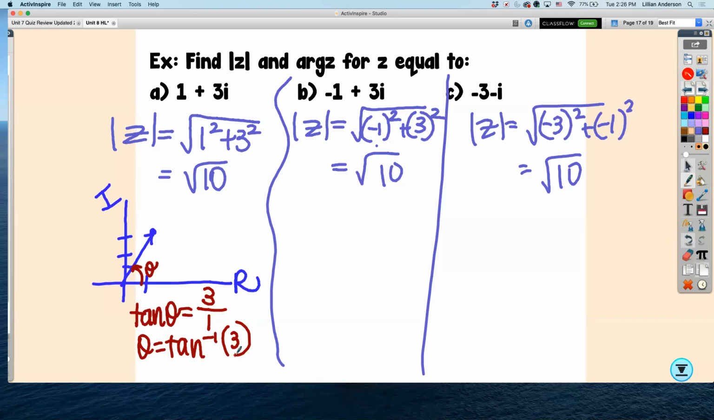Good luck. See, pi over 2 is 1.4 something. So I know we're going to be getting a decimal here because that is not on our unit circle. 1.24. 1.25. That's not going to be my angle. It's going to be my argument.